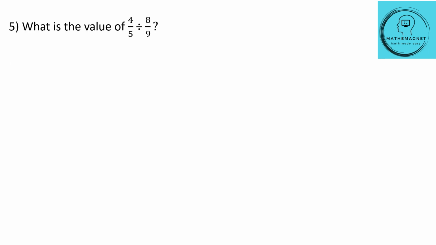Question 5. What is the value of 4 by 5 divided by 8 by 9? So 4 by 5 divided by 8 by 9 can be rewritten as 4 by 5 into 9 by 8. 4 and 8 cancel each other out 2 times. So it becomes 9 by 5 into 2, which is equal to 9 by 10.